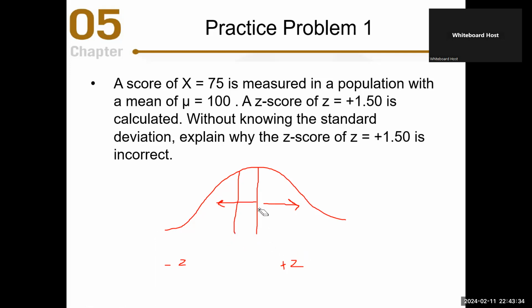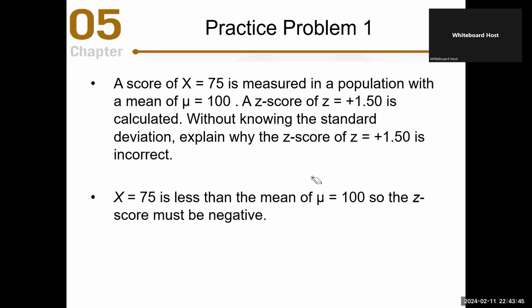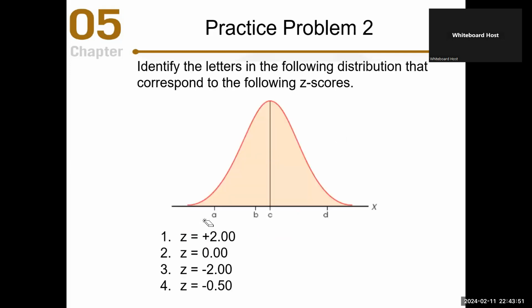Again, in this particular example, your mean is greater than your actual score. So if that's the case, then your z-score should be a negative z-score. So again, x is less than mean 100, so the z-score must be negative.